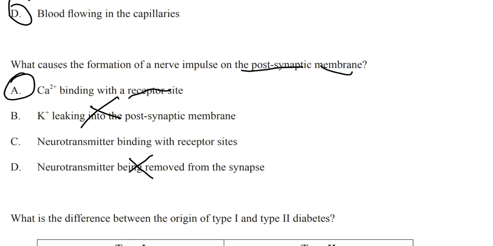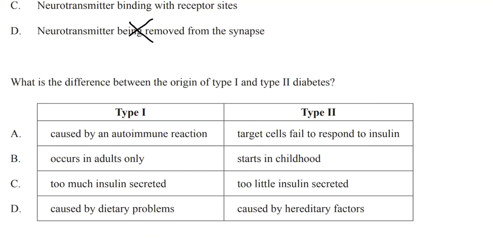What is the difference between the origin of type 1 and type 2 diabetes? In terms of origin, type 2 is generally late onset, so this is the one where you eat too much, and target cells fail to respond to insulin. This option A seems to be correct. This is not correct. This is swapped around, again swapped around, and again swapped around.